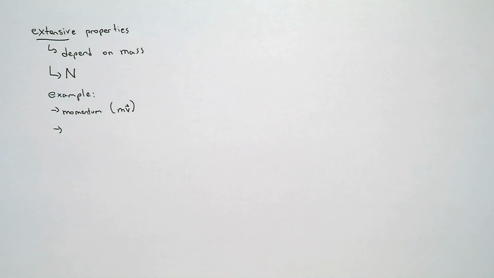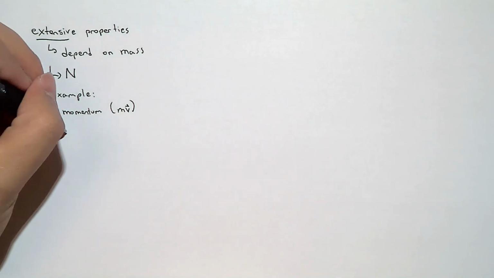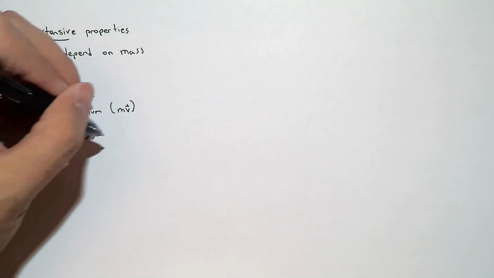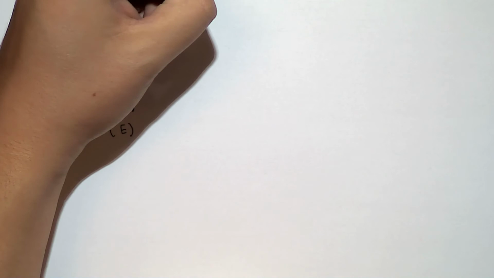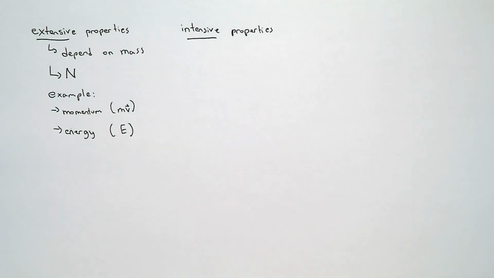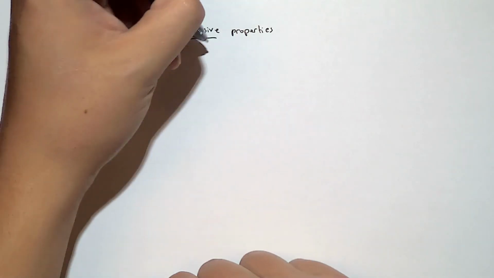What properties depend on mass? In other words, if the mass changes, the property changes. There we go, energy, right? That's good. So those are our extensive properties. I'm going to define intensive properties as what? Yeah, the ones that don't depend on mass.